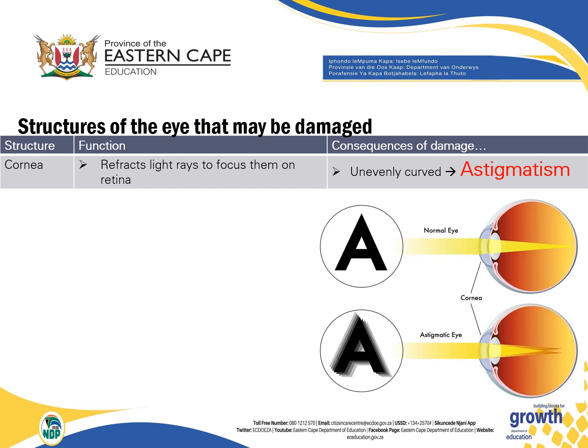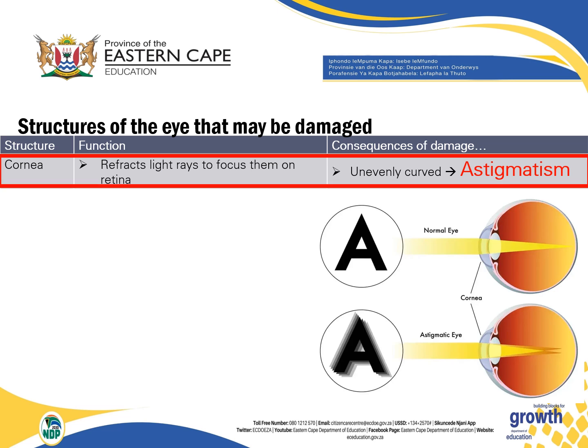The first structure in the pathway to the formation of an image is the cornea. Your cornea is the clear outer covering of the front of the eye, and it is responsible for refracting light rays in order to help focus them on the retina. Now, your cornea needs to be very smooth and evenly curved. So it needs to have a very smooth curve in the front. If the cornea is unevenly curved, it's going to lead to astigmatism.